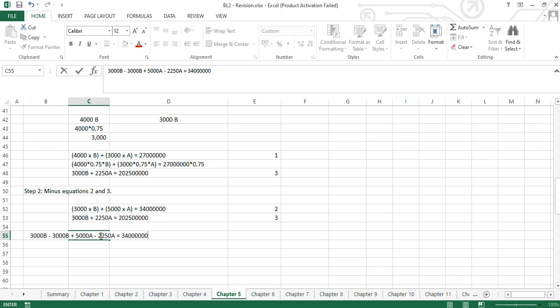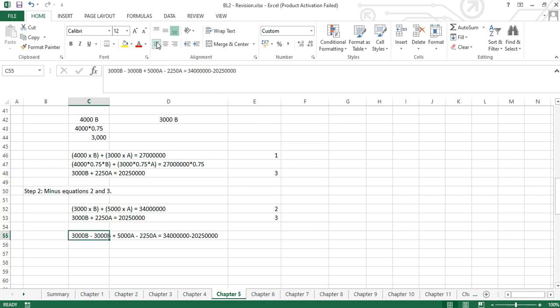I'm sorry about the initial value. 27 million into 0.75 is actually 20,250,000. So 34 million, here a 0 should go out, minus 20,250,000. Okay, now this we have to solve.